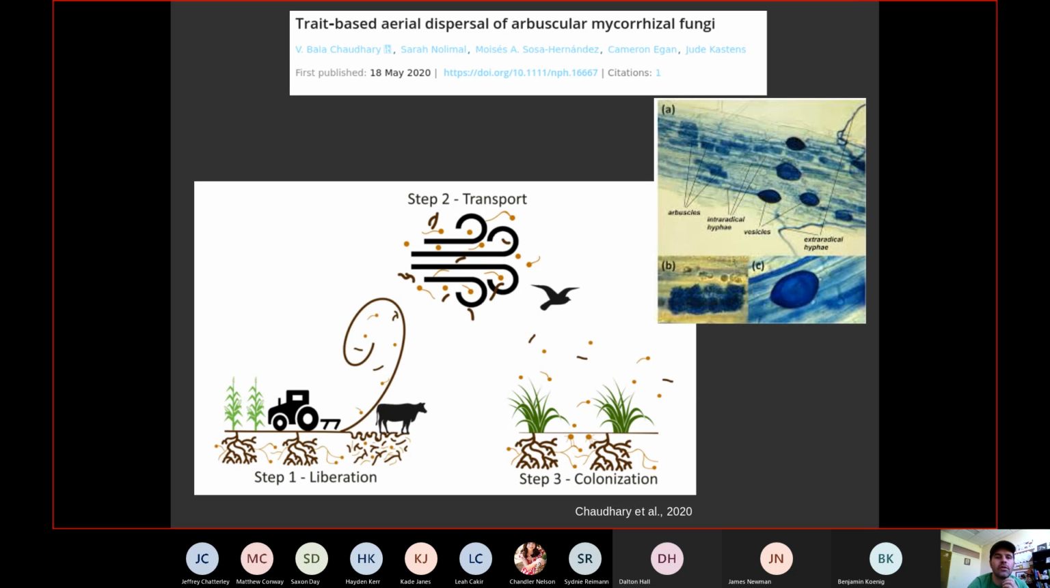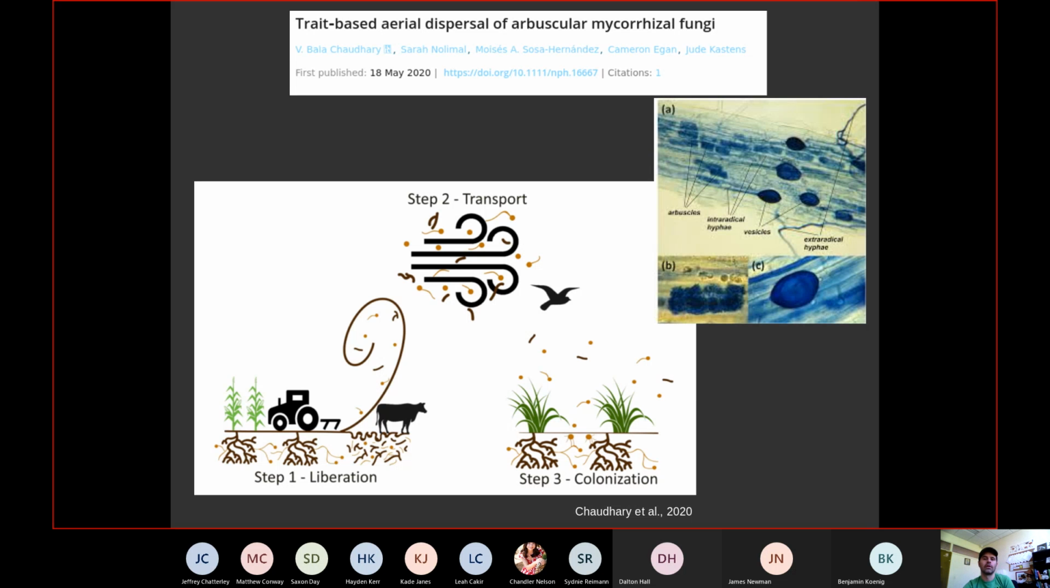And so Dr. Chowdhury and her group did a pretty cool study very recently, just came out in May, basically asking the question, if these things have giant underground spores, how is it that they're getting around? Because arbuscular mycorrhizal fungi are found everywhere that plants are found. How did they have this global distribution if their spores are big, don't stay airborne for very long, just kind of drop out of the air column?